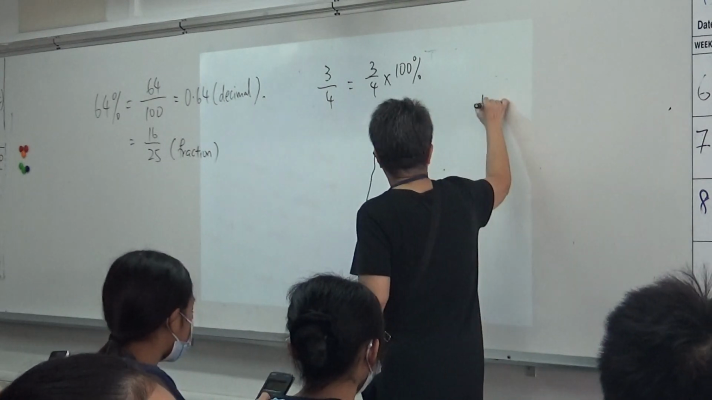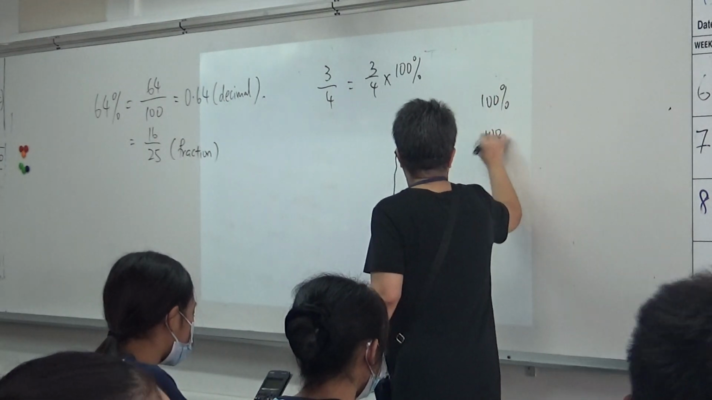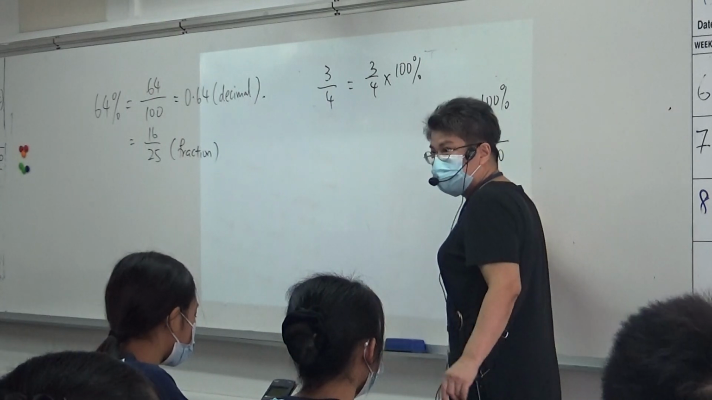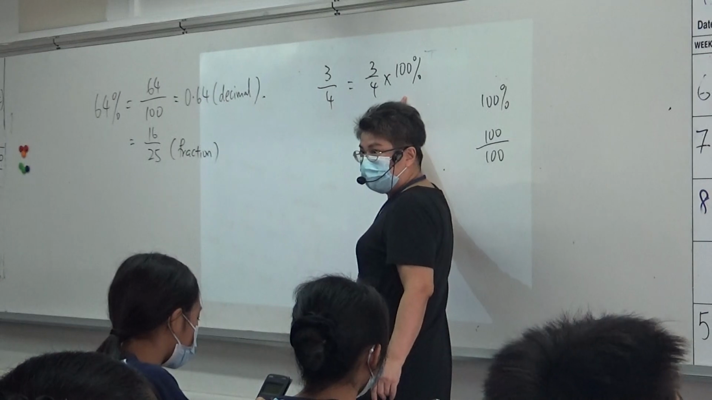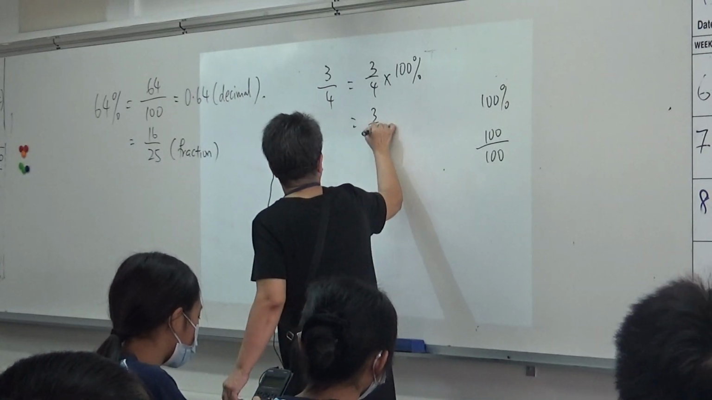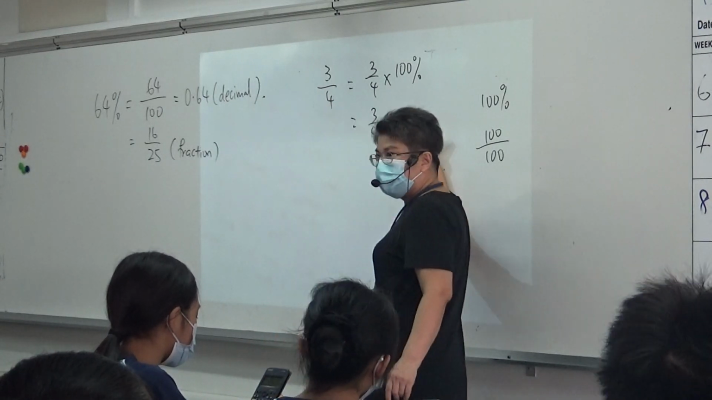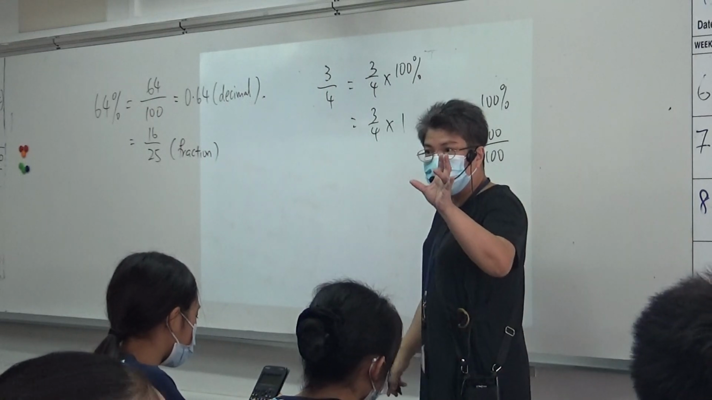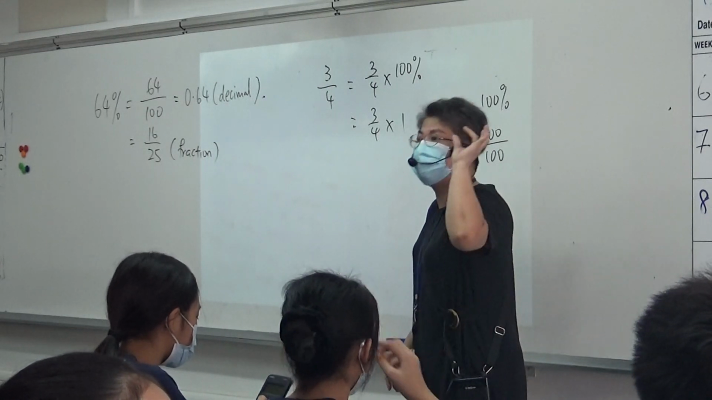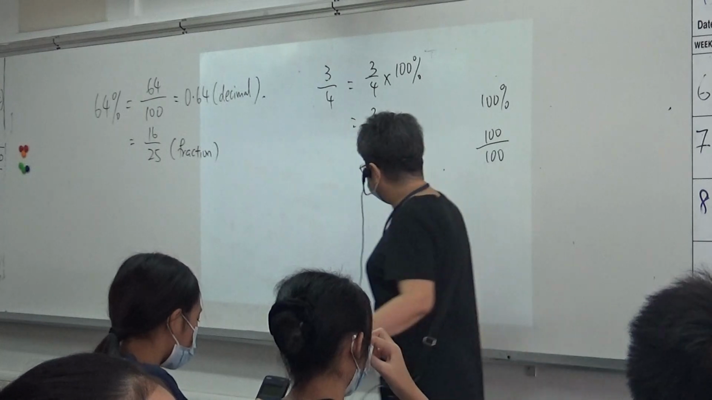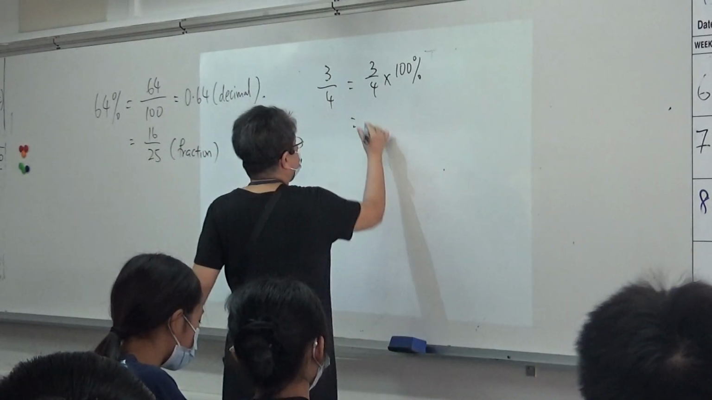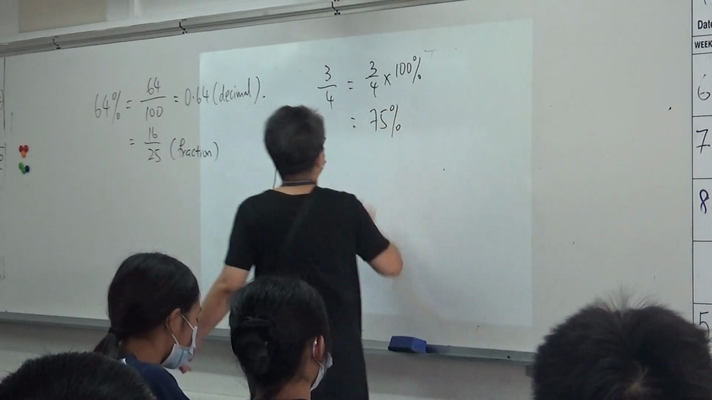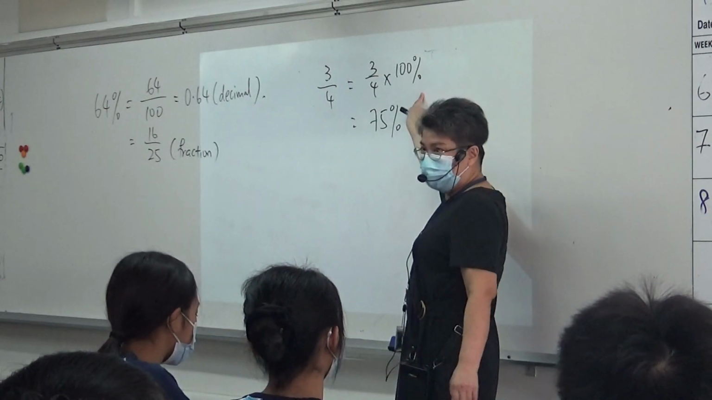Because what is 100%? 100 over 100, right? If it's 100 over 100, I'm actually multiplying by 1. Can you see that it's actually 3/4 times 1? That means I'm not changing the value, I'm just changing the presentation. Understand? So this will give me 75%. It must be a percent.